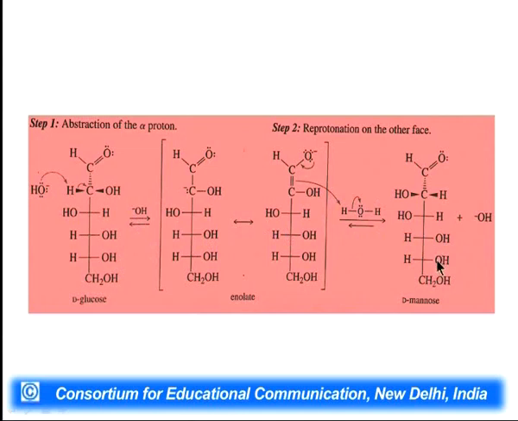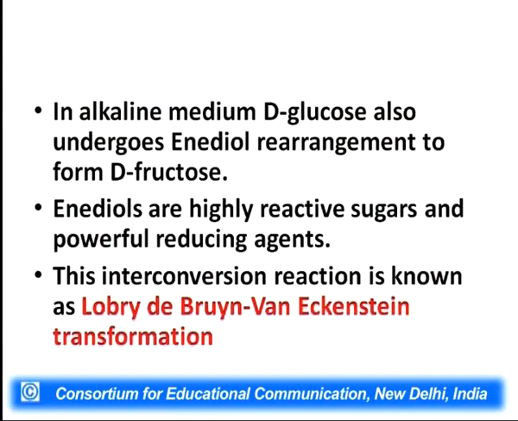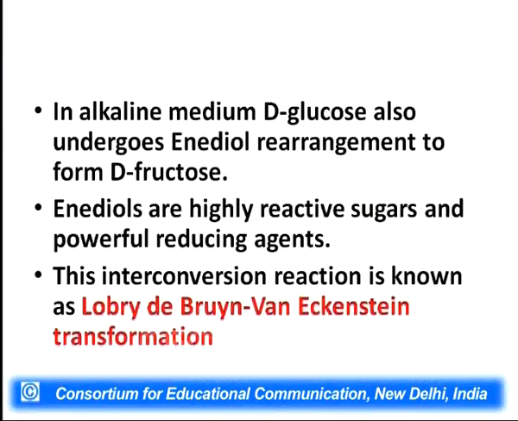So now next we go on to the enediol rearrangement. When we talk of an enediol rearrangement, glucose also undergoes enediol rearrangement to form D-fructose. That is, now an aldohexose is being converted into a ketohexose. And we know that enediols are highly reactive sugars. And this interconversion reaction is known as the Lobry-de Bruyn-van Ekenstein transformation, after the founders of this reaction.